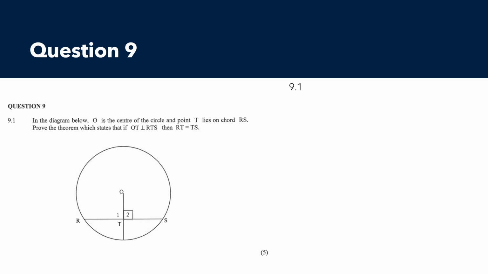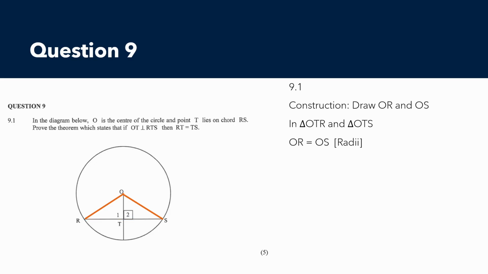First, we construct radii OR and OS, as you can see on my diagram. Next, I go on to say in triangle OTR and triangle OTS. I've also highlighted the triangles in question in my diagram, as you can see in orange. OR is equal to OS. They are both radii of the circle.